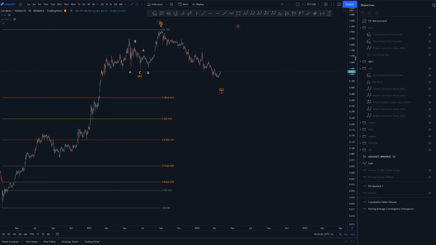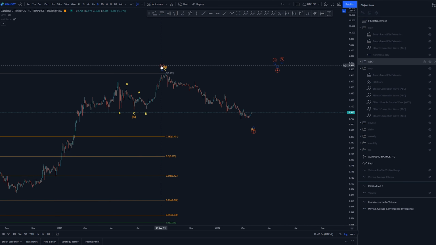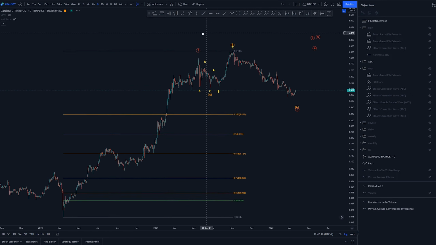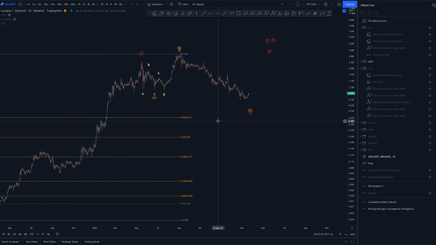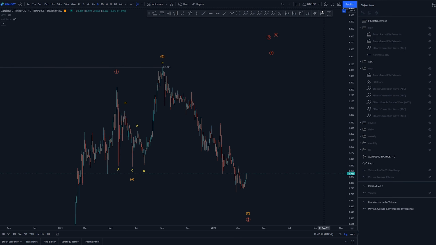I try to, let's see, this is not right, it would be topping us here. So this was another option saying that A was here, B was here, and C was here, so we would top here. I don't like this as much, but I guess it could be possible.